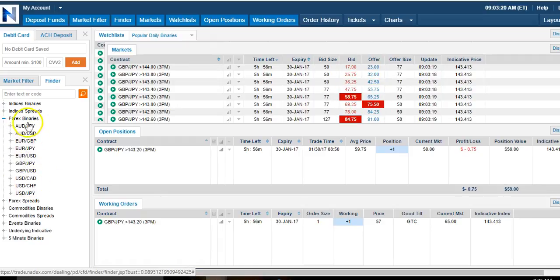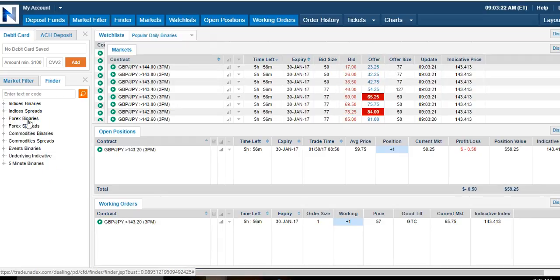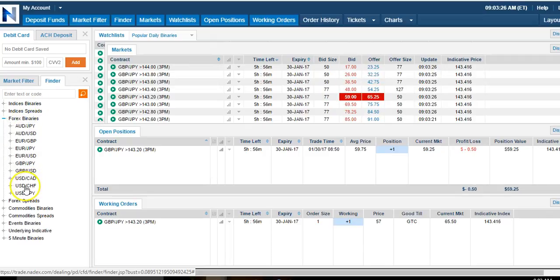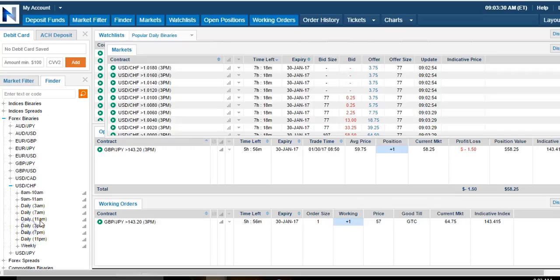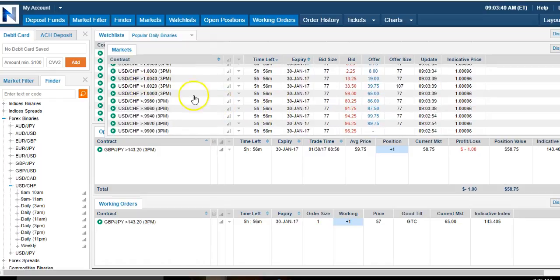All right, so we have a trade for King. He has a US Swiss franc buy. So we go over here to Forex binaries, dollar Swiss franc, and again the daily 3 p.m. His entry was 1.0010, so 1 and then 10. So exactly in between these two.